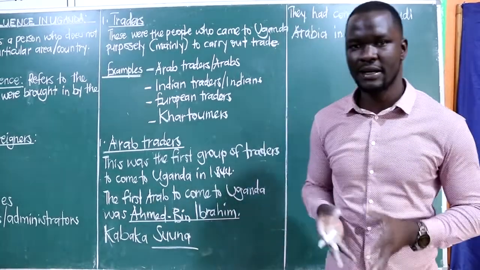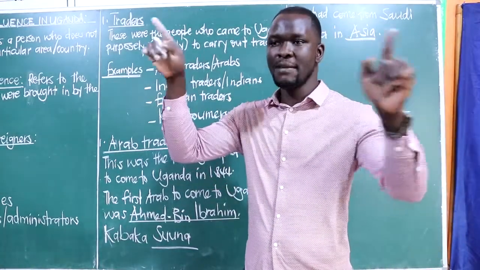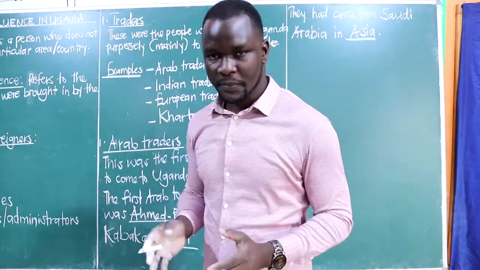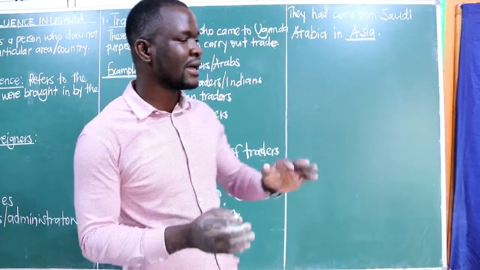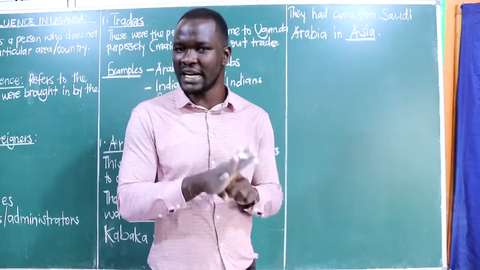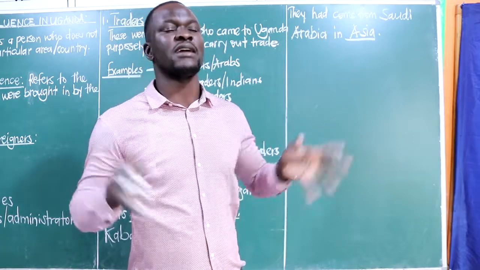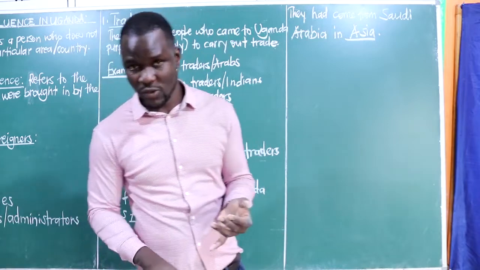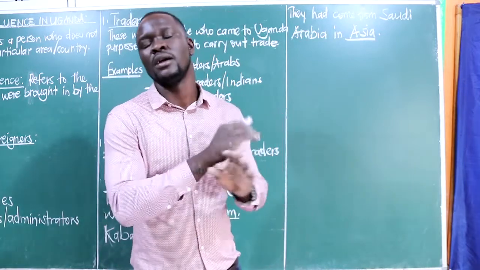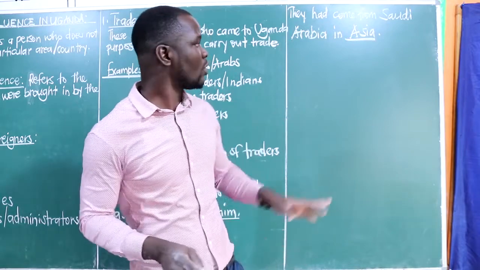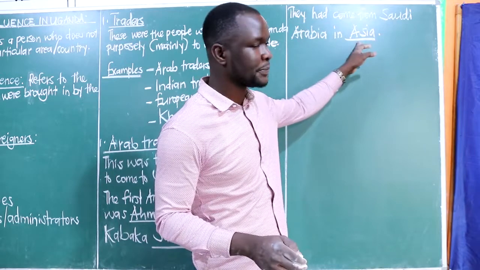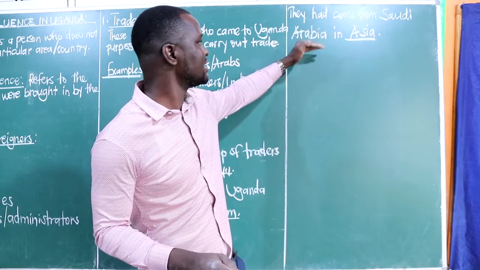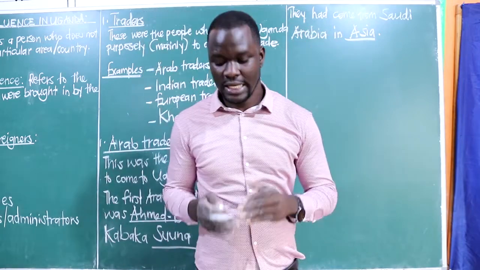Remember we said in primary 5, a continent is a large mass of land surrounded by water. When we look at Africa as a continent, it has very many countries in it and it's surrounded by water. Uganda is one of them, Kenya, Tanzania, Rwanda, Burundi. I cannot finish mentioning them. So also in that continent of Asia is a country that is called Saudi Arabia. And that is where these Arabs came from.